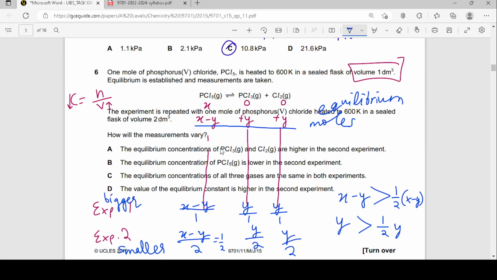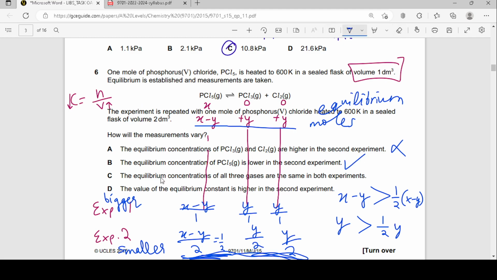So the equilibrium concentrations of PCl3 and Cl2 are higher in the second experiment. That's wrong. The equilibrium concentration of PCl5 is lower in the second experiment. That's right, because this is lower. All of these three are lower in the second experiment because you have a greater volume. That means you will immediately have a lower concentration, right? So the equilibrium concentration of PCl5 is lower in the second experiment.